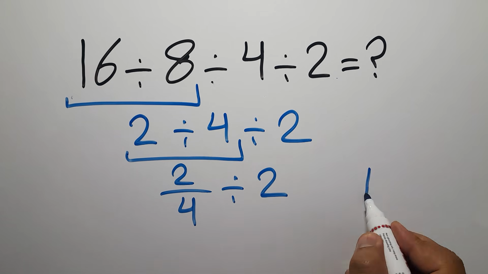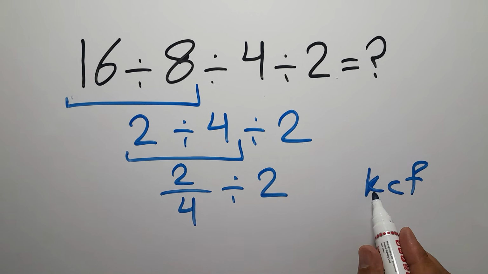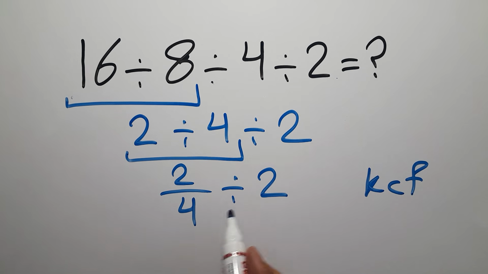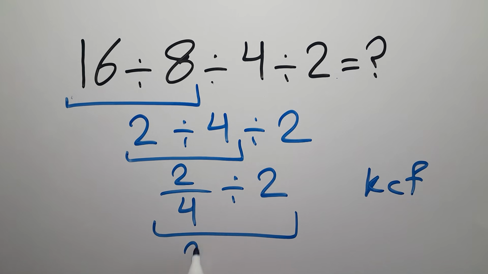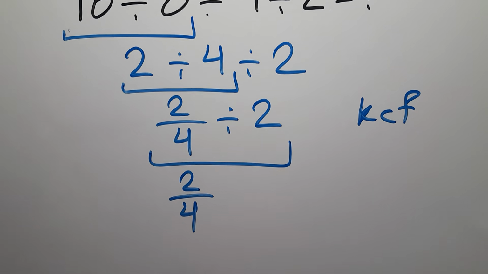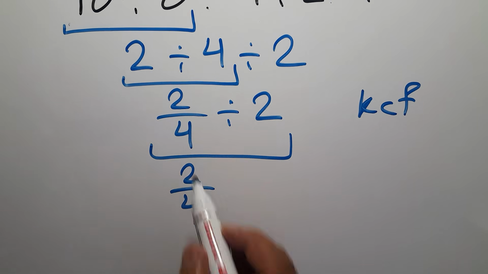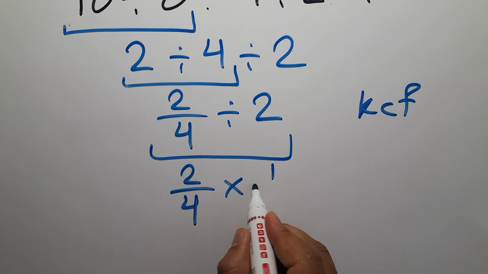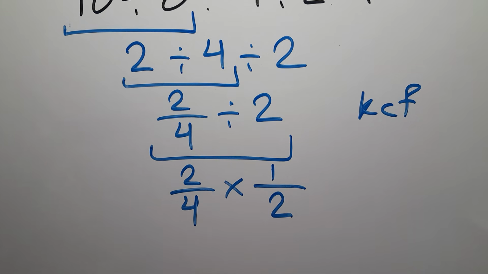According to the KCF rule, K stands for keep, C stands for change, and F stands for flip. Keep the first fraction, change division to multiplication, and flip the second fraction. We can write 2 over 4. Okay, keep the first fraction 2 over 4, then times 1 over 2.